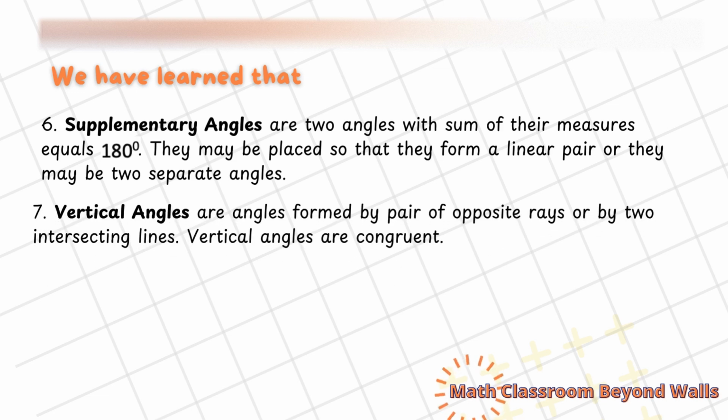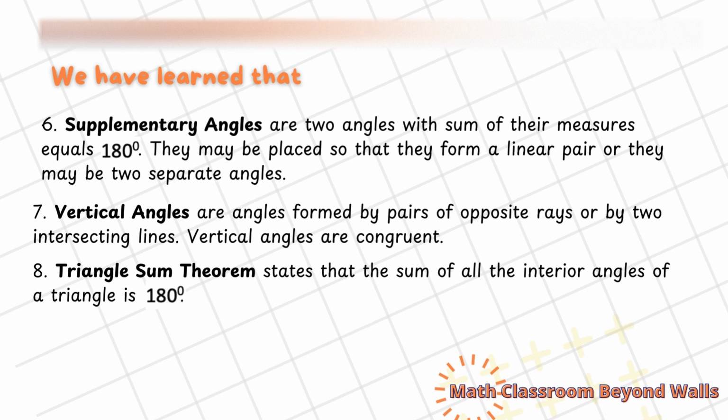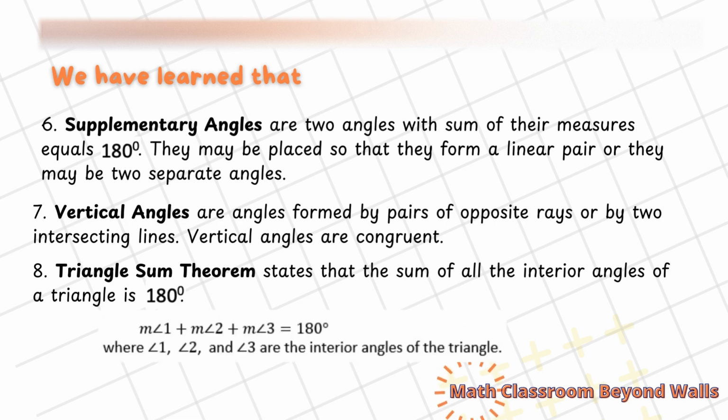Seventh, vertical angles are angles formed by pair of opposite rays or by two intersecting lines. Vertical angles are congruent. Eighth, Triangle Sum Theorem states that the sum of all the interior angles of a triangle is 180 degrees. That is, the measure of angle 1 plus the measure of angle 2 plus the measure of angle 3 equals 180 degrees, where angle 1, angle 2, and angle 3 are the interior angles of the triangle.